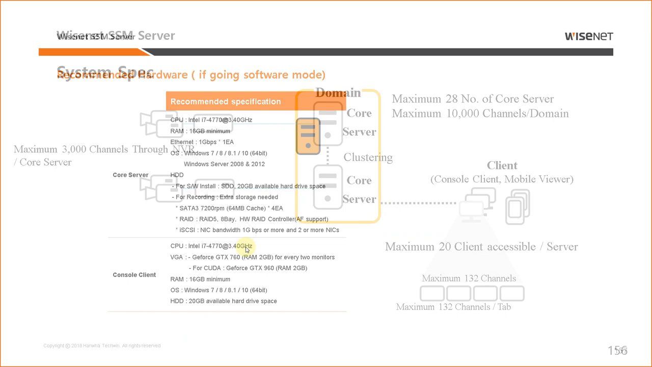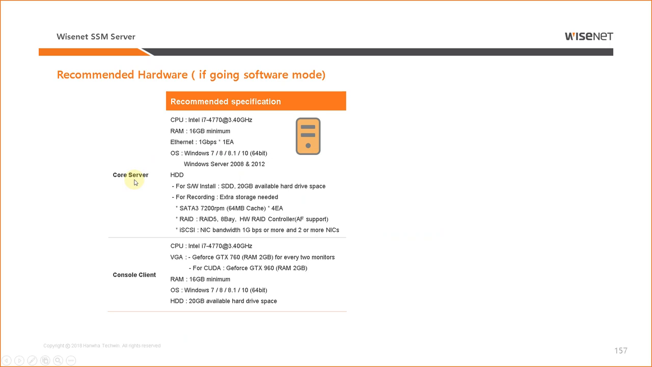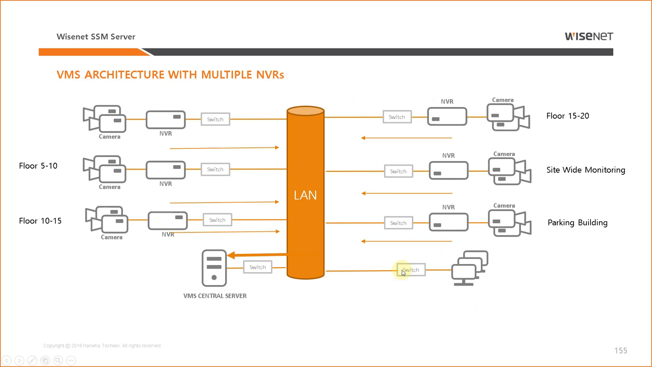You can split the application. If you have 5 PCs, one PC will be core and the client. The remaining PCs will be only clients, okay? What is the meaning of core? Core means all the NVRs will speak to just one device. From that device, the traffic will be distributed to all the client PCs.